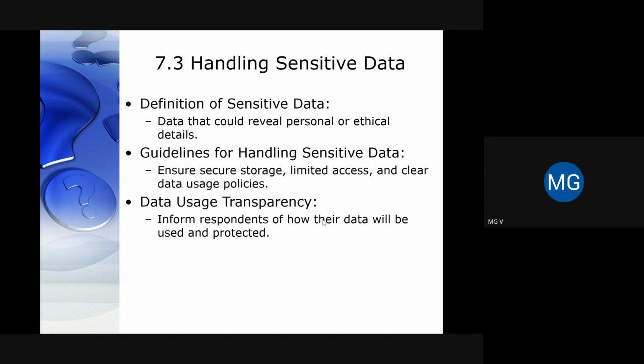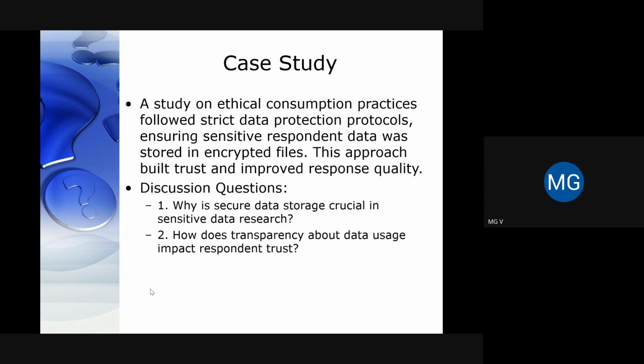Transparency about data handling builds trust and demonstrates respect for respondents' rights. In consumer behavior studies, sensitive data like shopping habits tied to income should be stored securely, with respondents informed that the data will solely serve research purposes, reinforcing ethical standards. A study on ethical consumption practices followed strict data protection protocols, ensuring sensitive respondent data was stored in encrypted files. This approach built trust and improved response quality. Why is secure data storage crucial in sensitive data research?